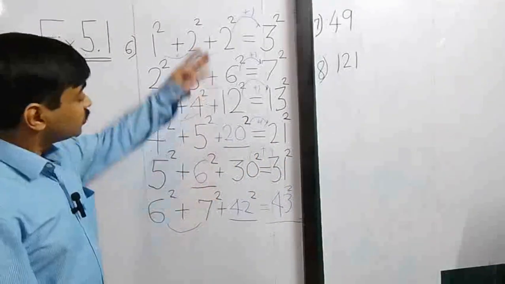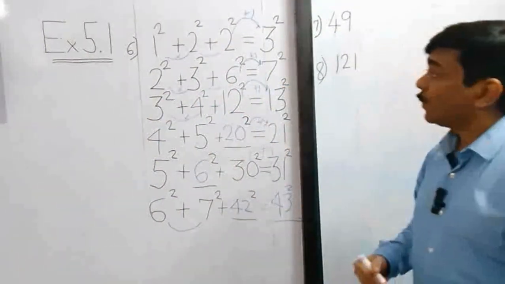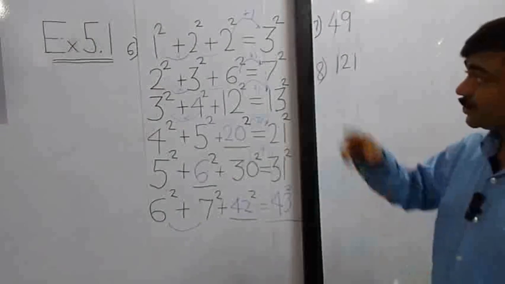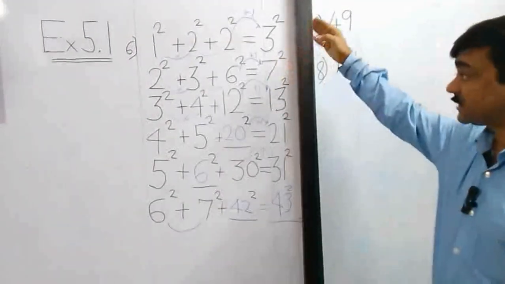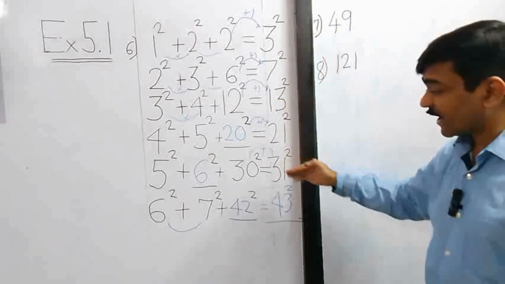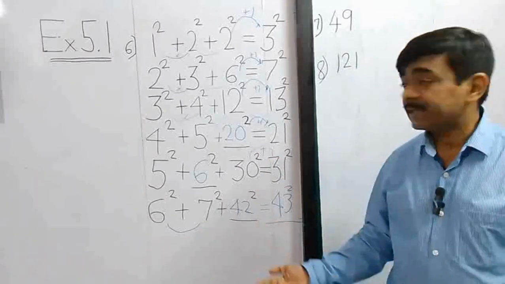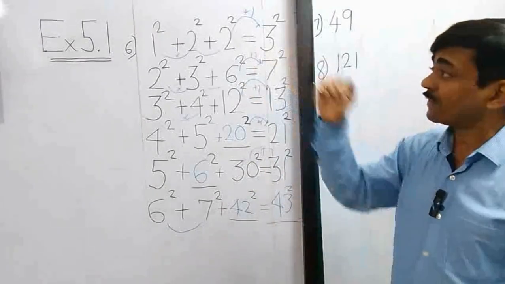There you go. So we have this pattern absolutely on the screen, on this wall. We see 1 square plus 2 square plus 2 square equals 3 square. To look at the pattern, 1, 2, 3, 4, 5, 6. We have 6 equations solved in totality. This is the 6th question of exercise 5.